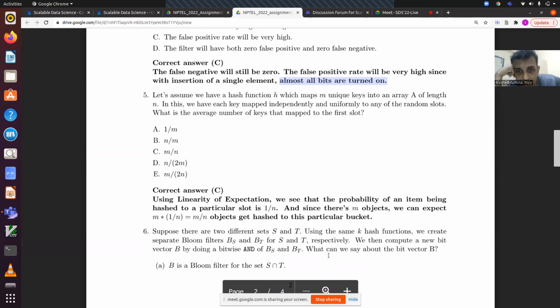Average is synonymous with expected. So you have m keys that are mapped to n slots. What is the probability of an item going to any one slot? That is 1 by n. That is correct, right? For m objects, the expected number is m by n. Okay, that's it. Sixth one, sir.